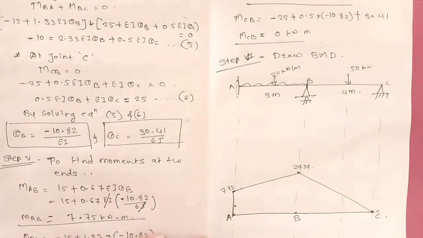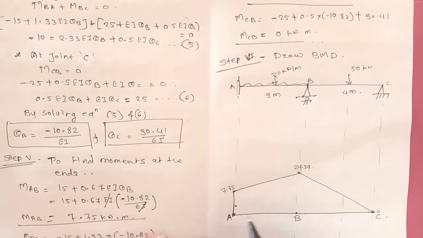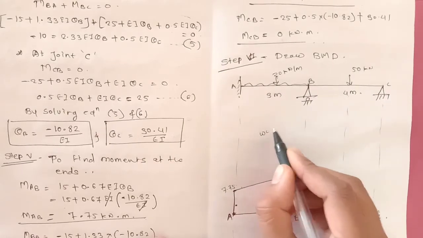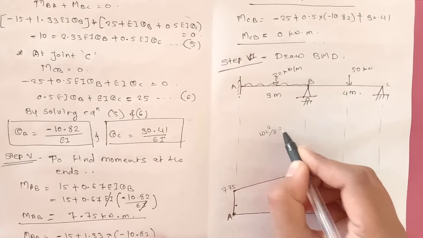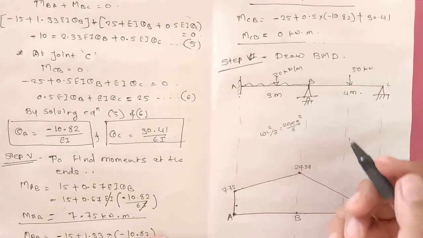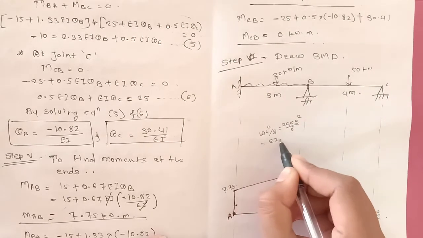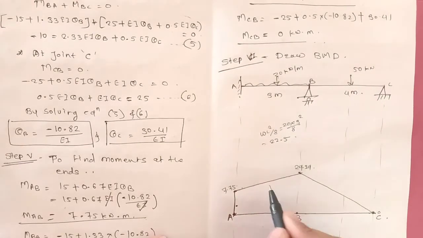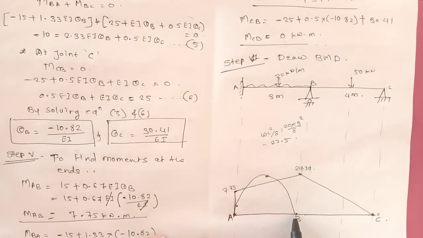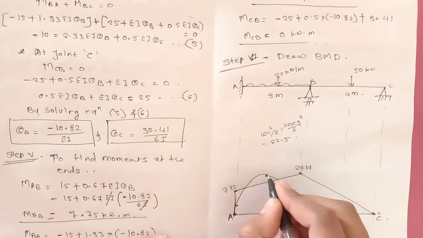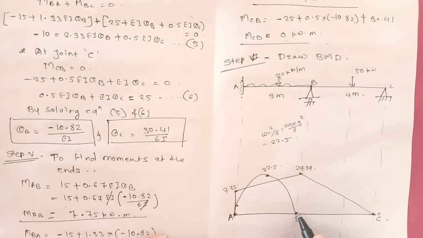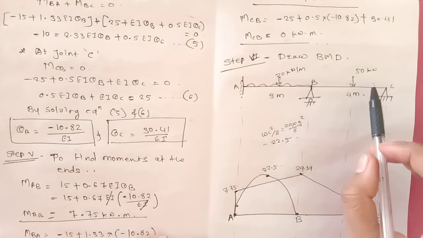Okay, and then next, the bending moment formula for UDL is WL square divided by 8. So W is 20, L is 3, squared, divided by 8. This value is nothing but 22.5. Okay, so here this is a parabolic curve because of the UDL, at 22.5.